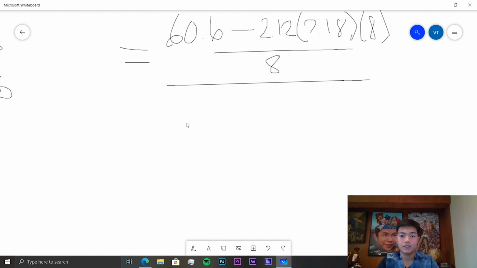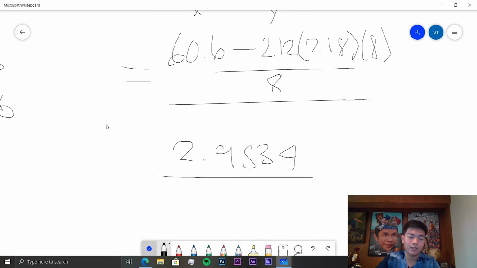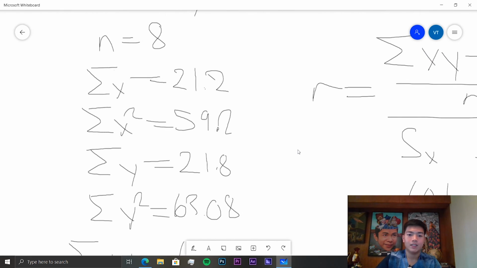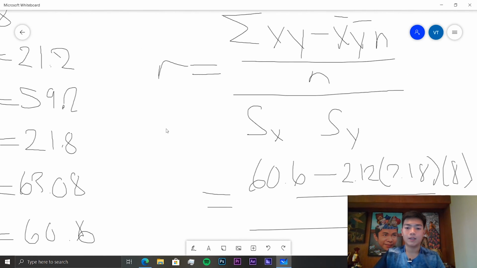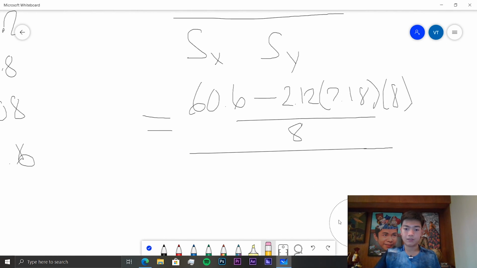So this is going to be 60.6 divided by 8 minus 2.12 times 2.18. So this is equal to 2.9534. So now we divide this entire value by the standard deviation of x times the standard deviation of y. So the standard deviation of x is 5.92. It's 59.2. Oh, sorry, wait, I just assumed. Oh, wait, I did something wrong. Hold up, let's erase this, because that's wrong. Because this should be 21.2 over 8 times 21.8 over 8.